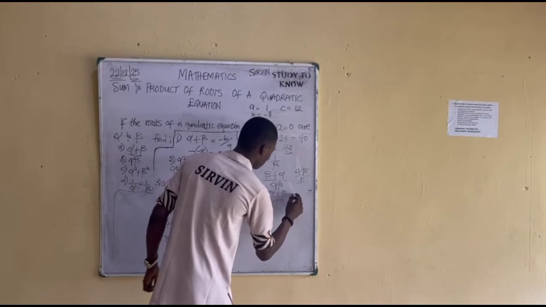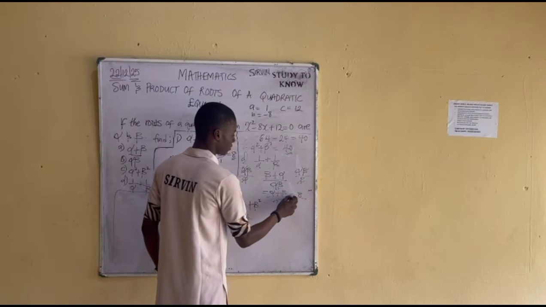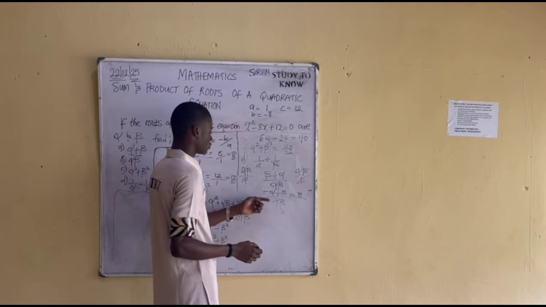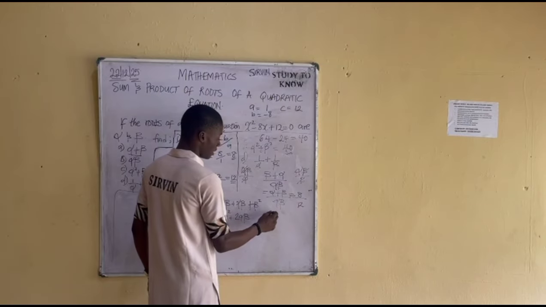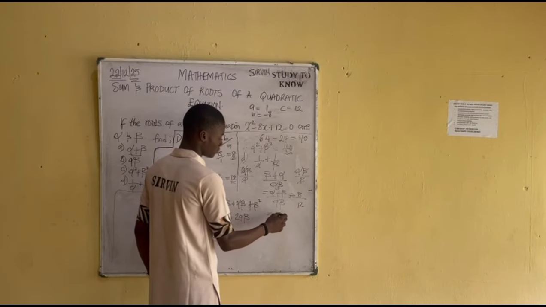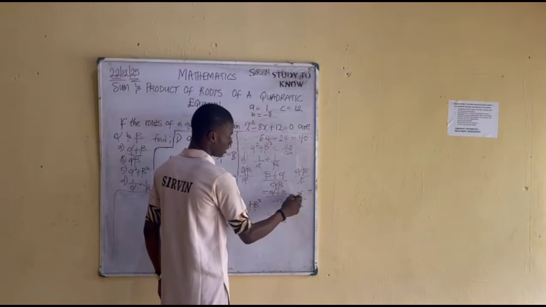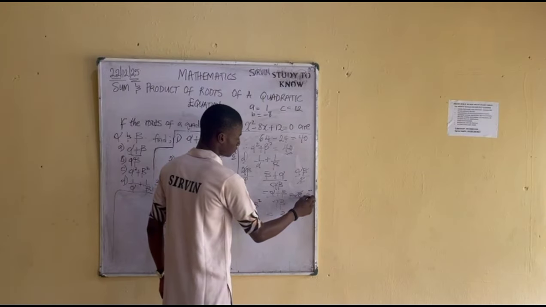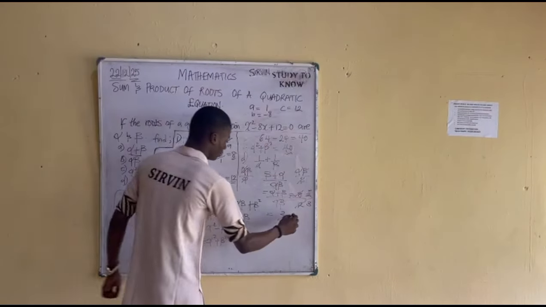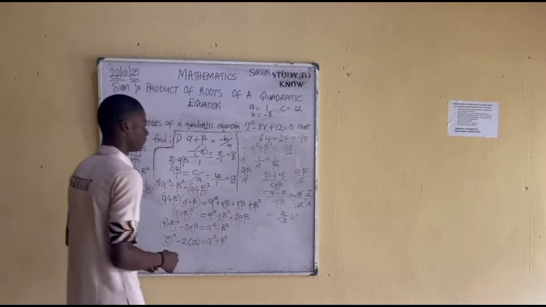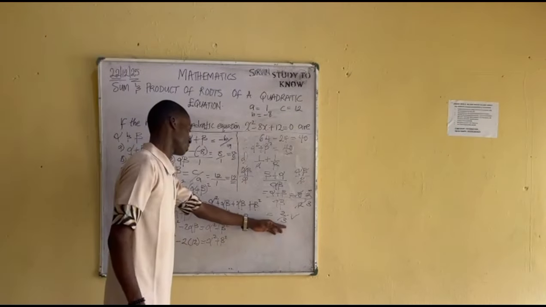Since we know what alpha plus beta is, which is 8, I'll now put it here: 8 over alpha beta, which is the product of roots, which is 12. So 8 over 12 gives us what? 2 over 3. Remember, 4 can go into 8 to give us 2, and 4 can go into 12 to give us 3. So this is 2 over 3, which is our answer to the fourth question.